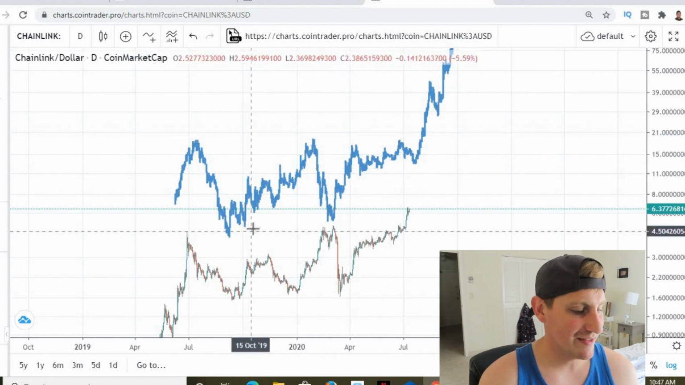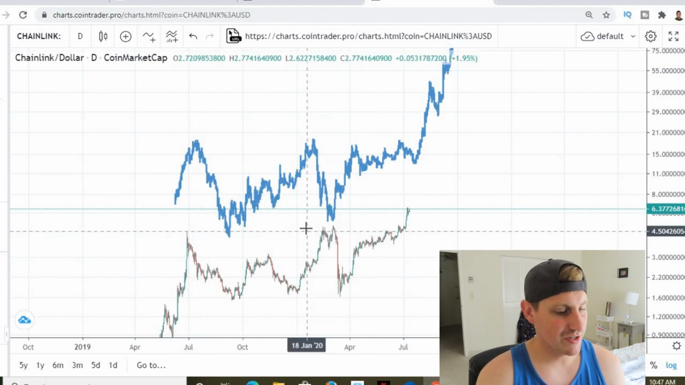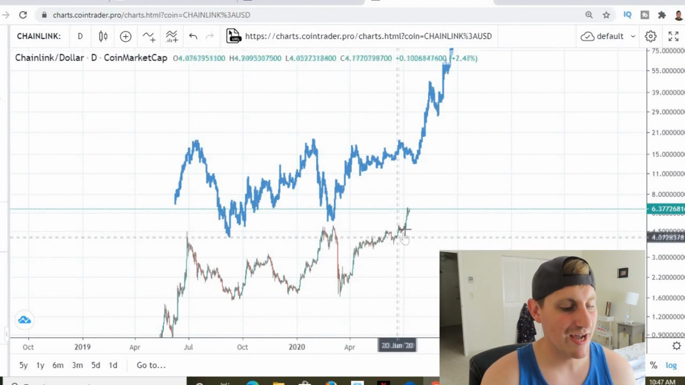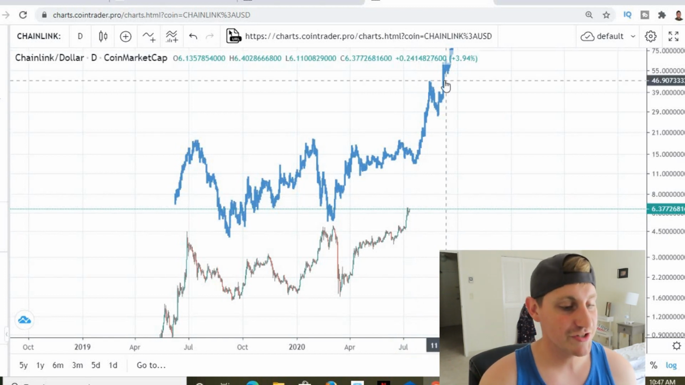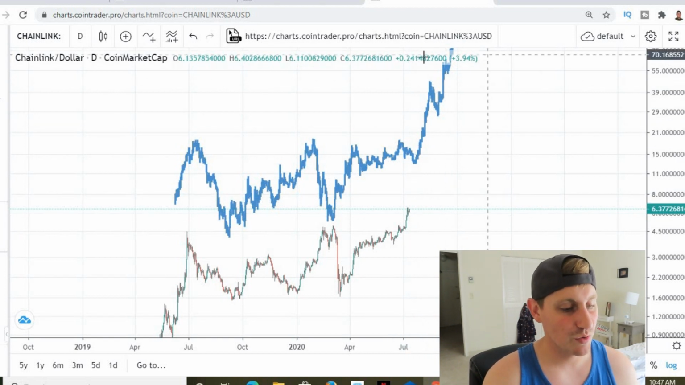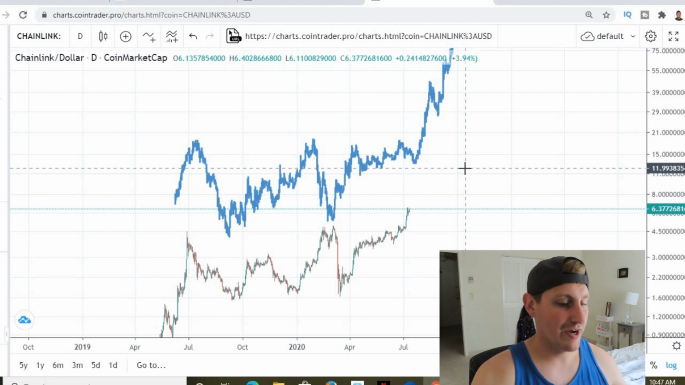Same thing here, guys. We had this all-time high resistance here. We hit it twice, and then we consolidated under it, and we're absolutely popping off and making new all-time highs. As you can see, you know what happened in the last one. So we can only hope that the exact same thing is going to happen for Chainlink this time around. That's what I'm banking on. I have a huge position in Chainlink. This is not financial advice.